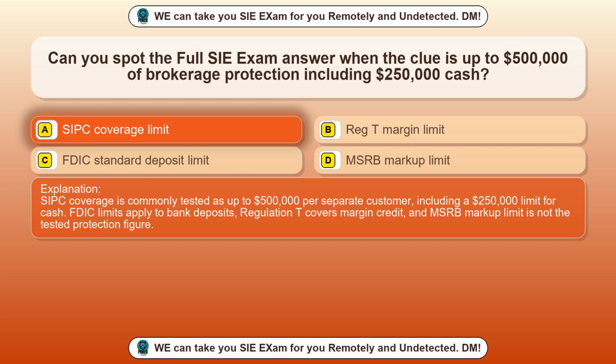SIPC coverage is commonly tested as up to $500,000 per separate customer, including a $250,000 limit for cash. FDIC limits apply to bank deposits. Regulation T covers margin credit, and MSRB markup limit is not the tested protection figure.